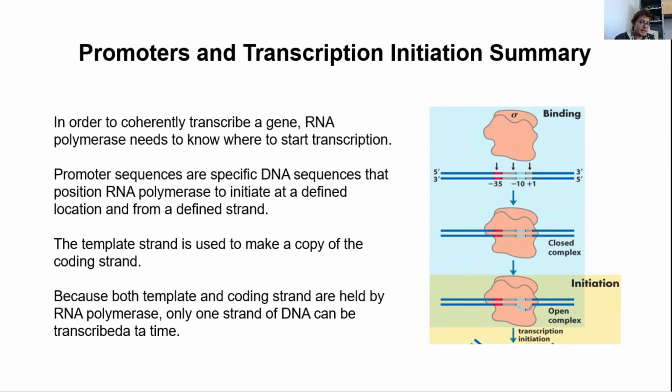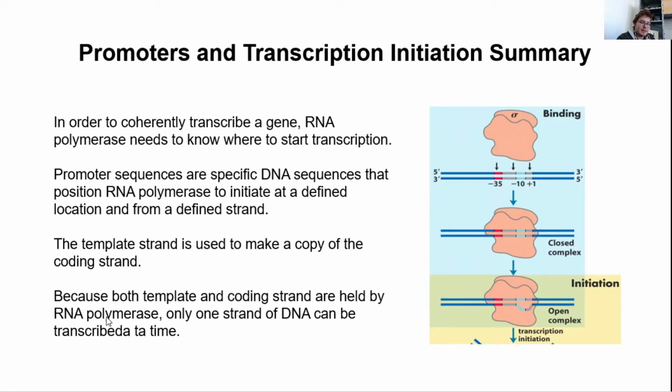And the key idea was that the template strand is what's used to make a copy of the coding strand. So one strand you're going to get basically an exact copy of, but it's going to be made out of RNA, and it's going to have uracils wherever you saw thymines before. And because the template and coding strand are both held by RNA polymerase when it polymerizes, so it opens it up and then does the polymerization activity, only one strand of DNA can be transcribed at a time.